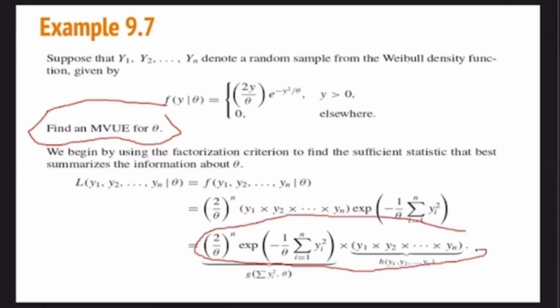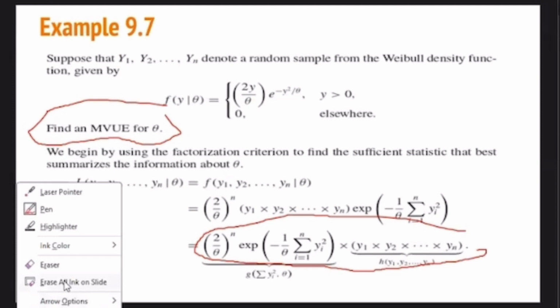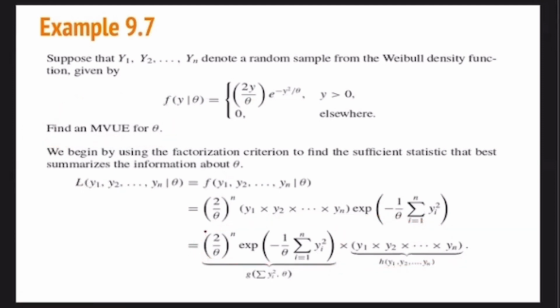I split that into two parts. One part has the parameter theta, and the other one does not. Now, therefore, we've been able to use the factorization theorem. If you focus on the part that contains parameter theta, your focus should be on something that has to do with the variable. Therefore, if you take a look at that, summation y squared is a sufficient statistic, by the Fisher-Neyman factorization theorem.